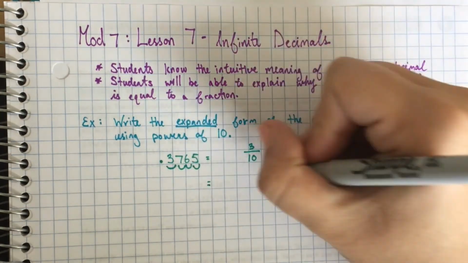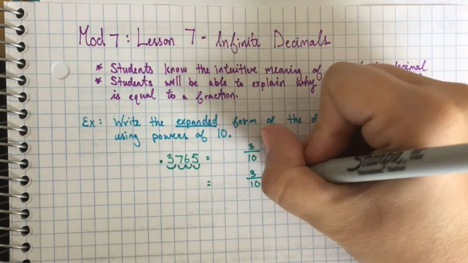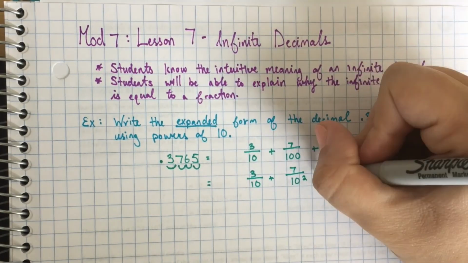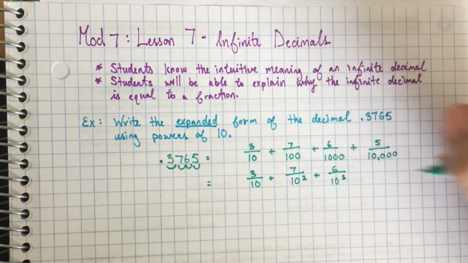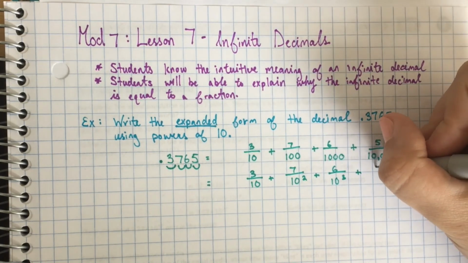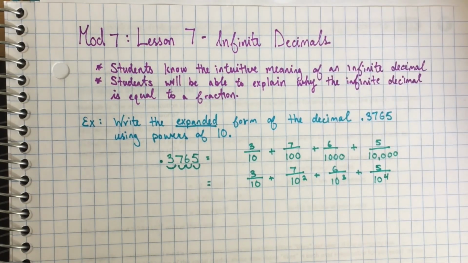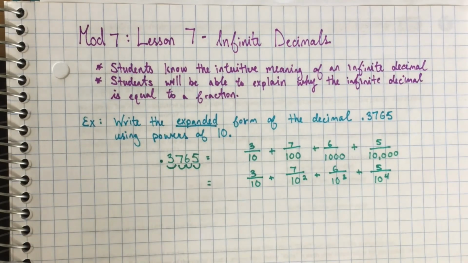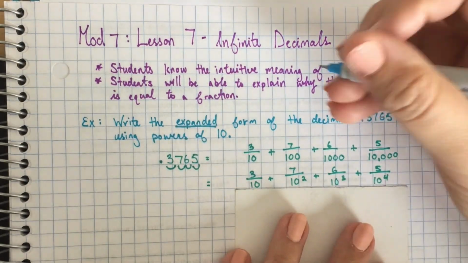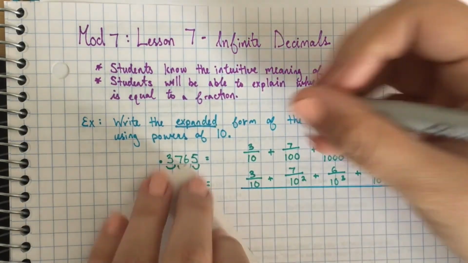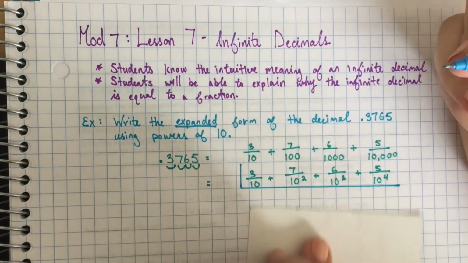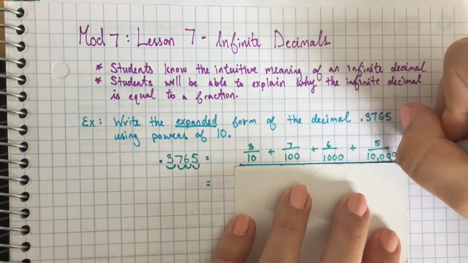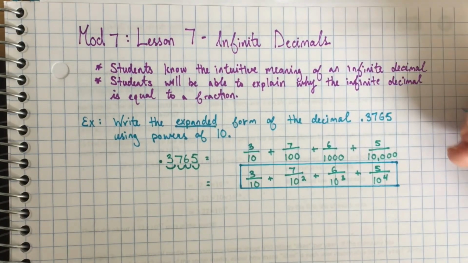Now I can rewrite these denominators to be powers of 10. So 3 over 10 plus 7 over 10 squared plus 6 over 10 cubed plus 5 over 10 to the 4th. So expanded form using powers of 10, this would be my final answer, this kind of set of fractional values that we found.